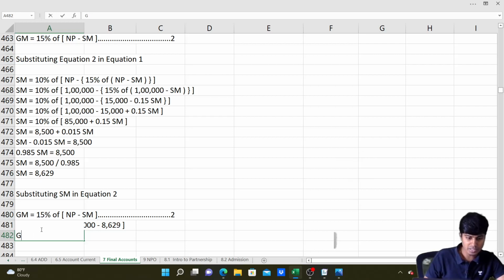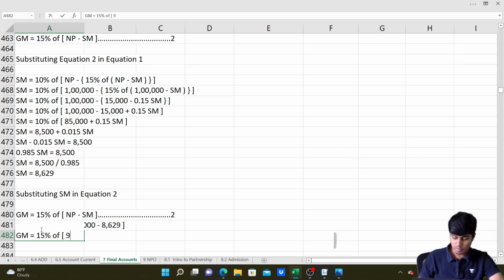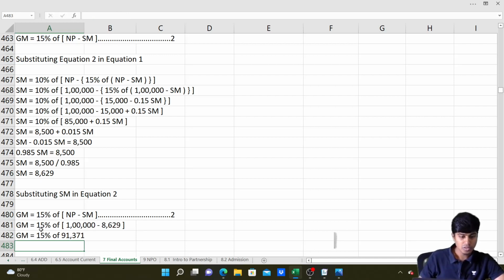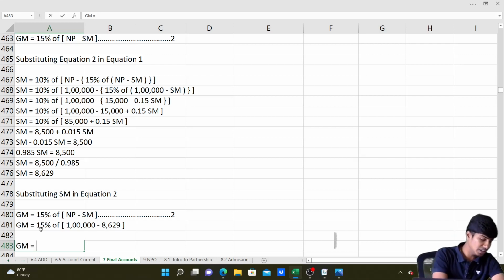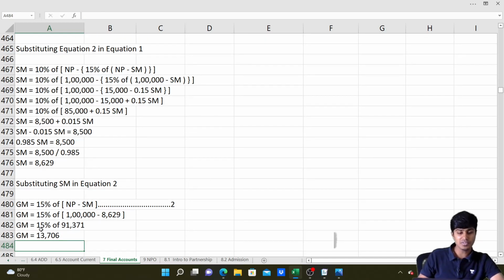Then I'll write general manager's remuneration is equal to 15% of how much is 1 lakh minus 8,629. It is 91,371. I don't think I would need this bracket. I would remove the big bracket. So now final step, general manager's remuneration is 91,371 into 15%. That gives us 13,705.65. So I'll call it 13,706.